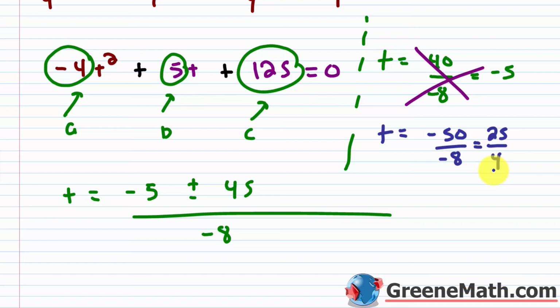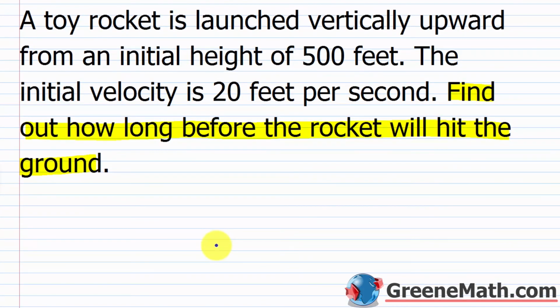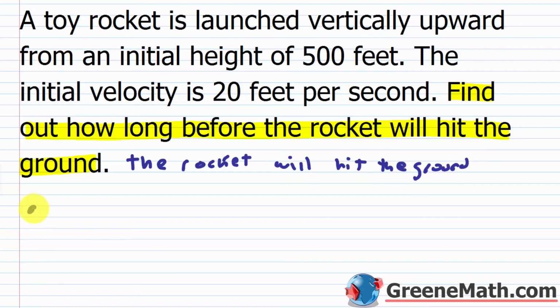So let me erase all this. We don't need any of it anymore. So find out how long before the rocket will hit the ground. Well, we found that it's going to happen at 6.25 seconds, right? So we'll say that the rocket will hit the ground at 6.25 seconds, okay? And again, a very, very easy problem. Very, very easy if you get this question on homework or tests. You just plug into the formula, set up your quadratic equation, and solve.